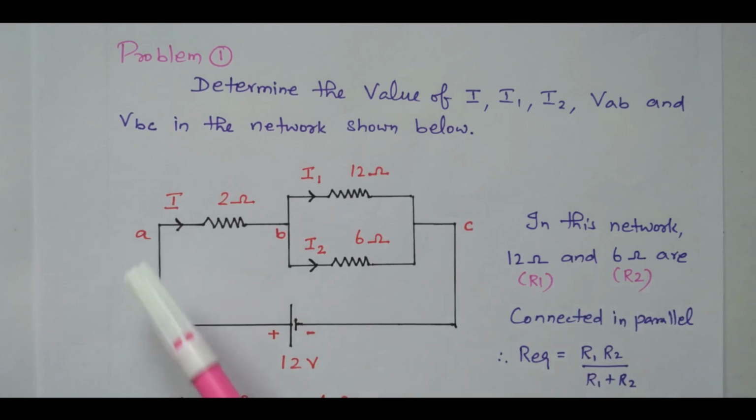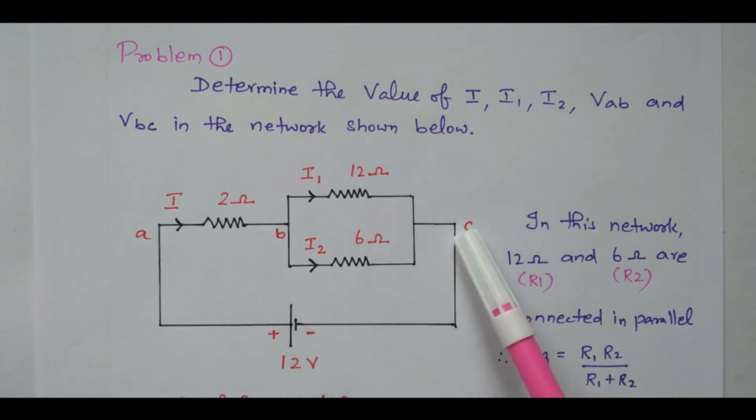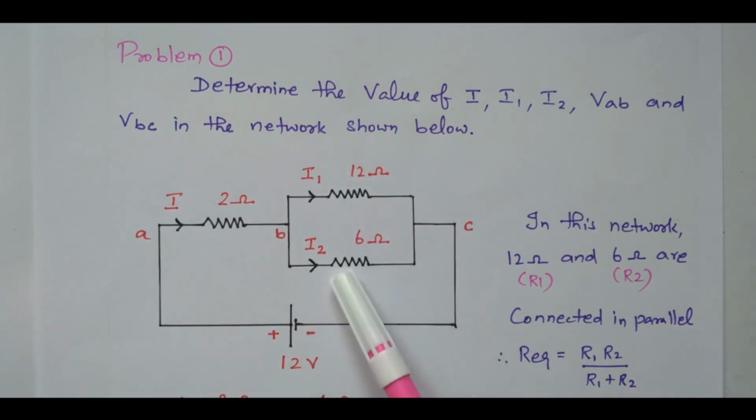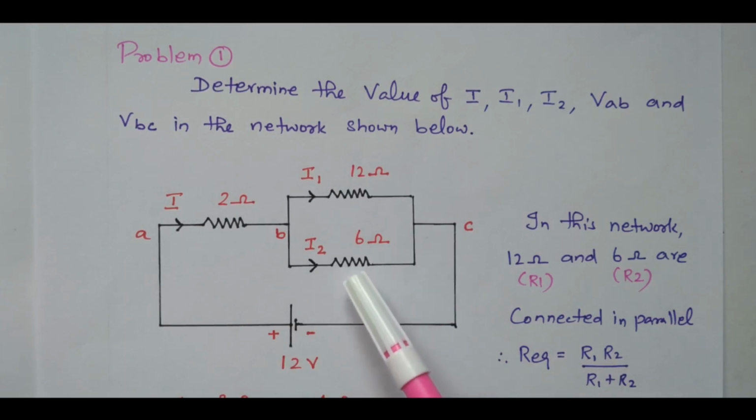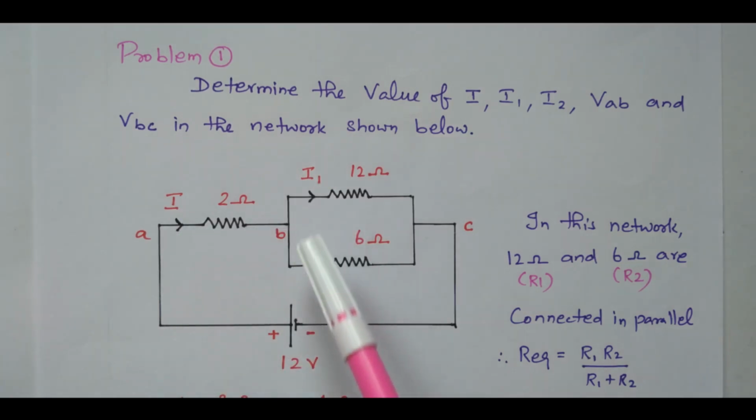We need to find the voltage across the 2 ohm resistor, VAB. Then the voltage across B and C, this parallel combination. This voltage also we need to find. Right? So 3 resistors are available, of which 2 resistors are connected in parallel. 12 volts is applied. Total current is I. In parallel the current is divided into I1 and I2.